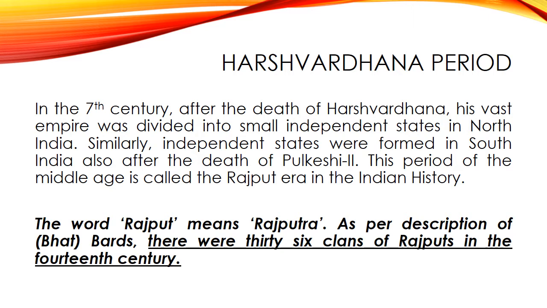Harshvardhan period. In the 7th century, after the death of Harshvardhan, his vast empire was divided into small independent states in North India. Similarly, independent states were formed in South India also after the death of Pulkeshi II. This period of the Middle Age is called the Rajput Era in the Indian history. The word Rajput means Rajputra. As per description of Bhatt or Bards, there were 36 clans of Rajputs in the 14th century.